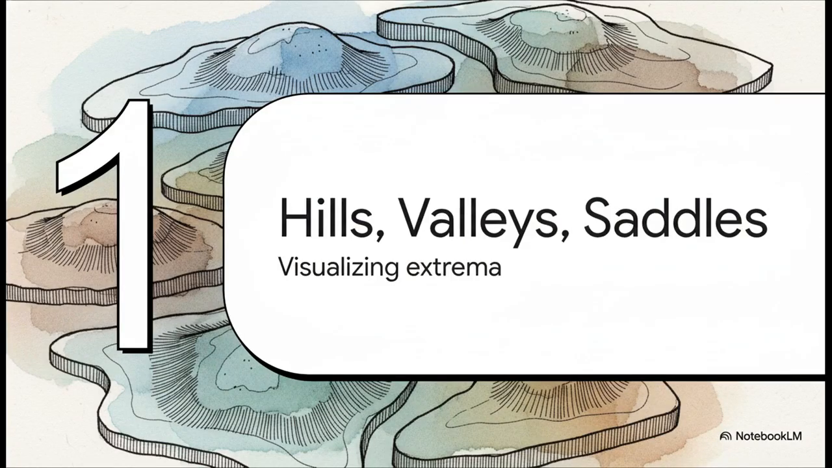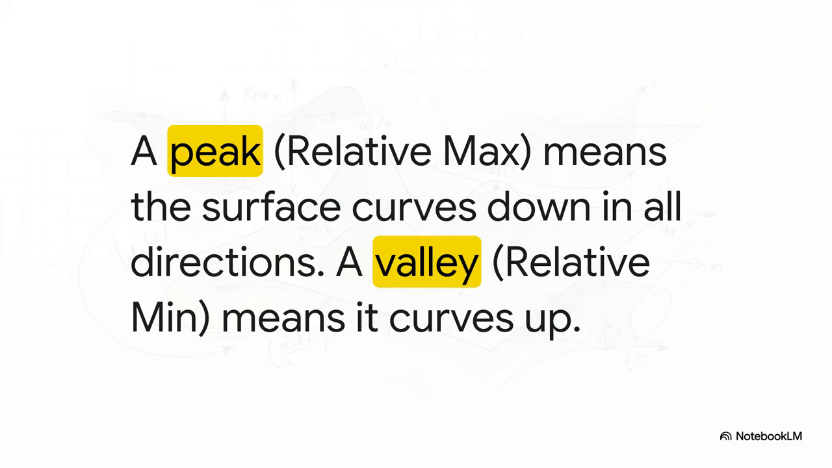Okay, first things first, let's build up some intuition. Before we even touch the math, what are we actually looking for on these 3D surfaces? Yeah, so the ideas of peaks and valleys translate pretty much exactly how you'd think. A relative maximum, that's just the top of a hill. If you're standing at that point, the surface curves down in every single direction. And a relative minimum is the bottom of a valley. From there, the surface curves up everywhere you look.